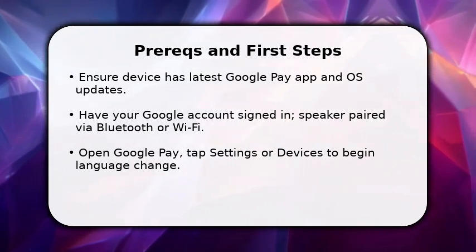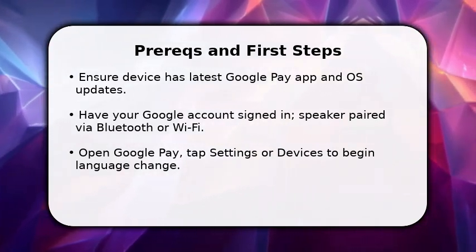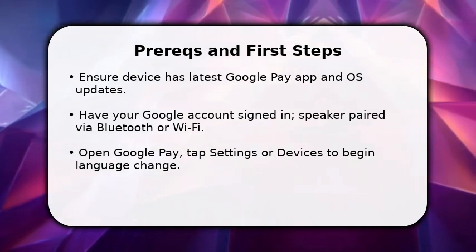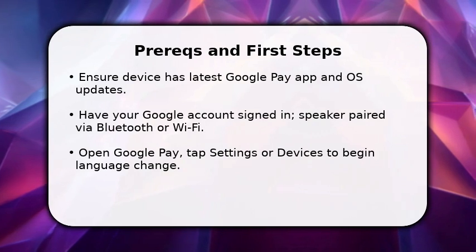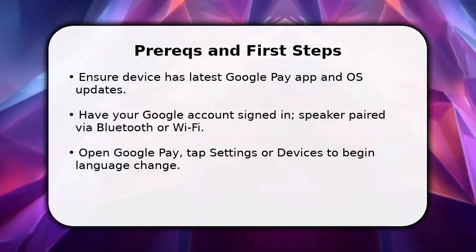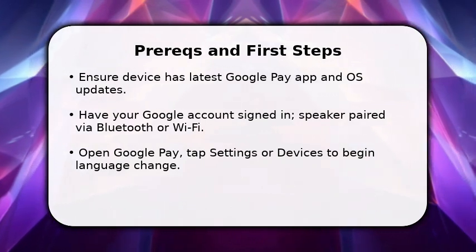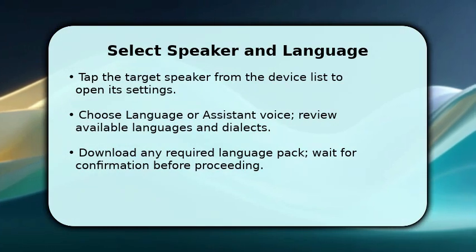Now open the Google Pay app, navigate to Settings, and select Devices. You're starting the action immediately. Do not exit until you see the target speaker listed, because that listing tells you which device you can modify. You should now tap the speaker you want to modify and open its detailed settings page.